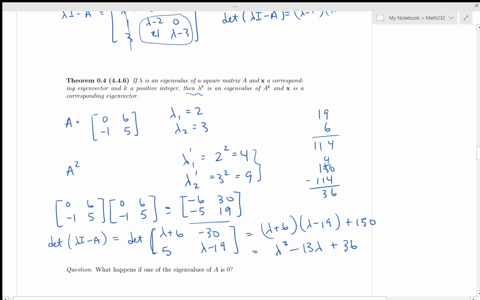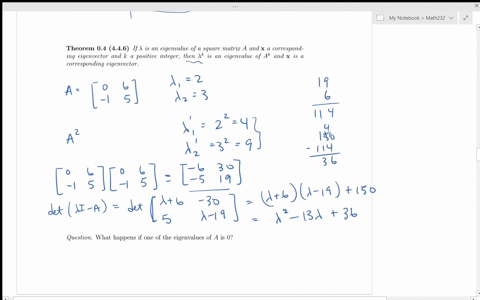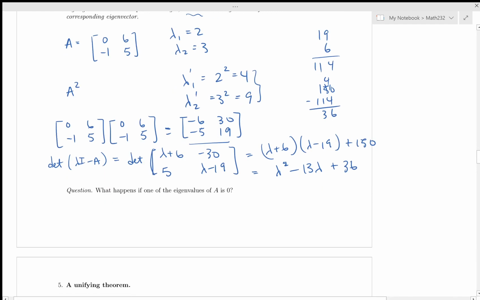Oh my goodness, 9 times 4 is 36. Oh, thank goodness. Okay, right? Let us now factor this, folks. I've got my keyboard happening here. I'm going to factor this. I get lambda minus 4 and lambda minus 9. And then I get these two guys right here. Whew. Okay, so it did work in this case.